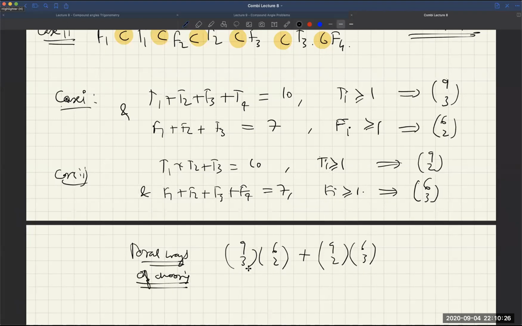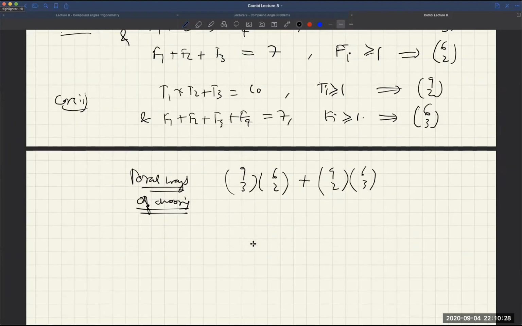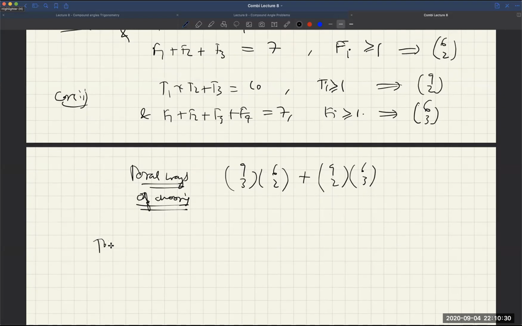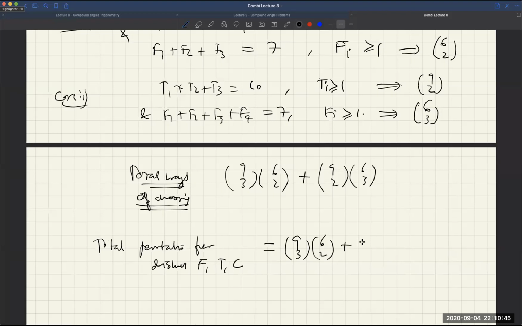But हमको तो इनको place करना है ना. So that will be a permutation. Therefore, total permutation for distinct Finns, Turks, and Canadians is actually equal to 9 choose 3 into 6 choose 2 plus 9 choose 2 into 6 choose 3.